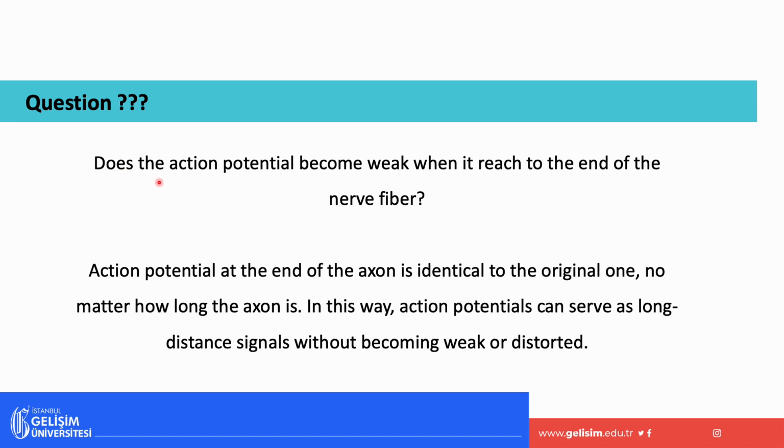Here's another question. Does the action potential become weak when it reaches the end of the nerve fiber? We have the answer over here for that one. An action potential at the end of the axon is identical to the original one, no matter how long the axon is. So despite the length, it doesn't make a difference. This way, the action potential can travel as long a distance as needed without the signal becoming weak or distorted. It's an important concept. Length does not matter.